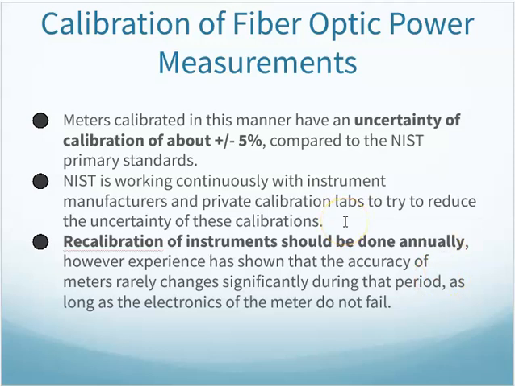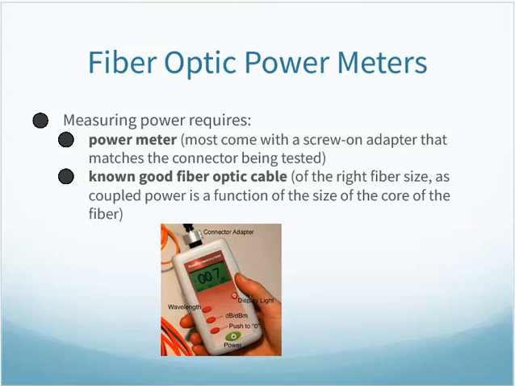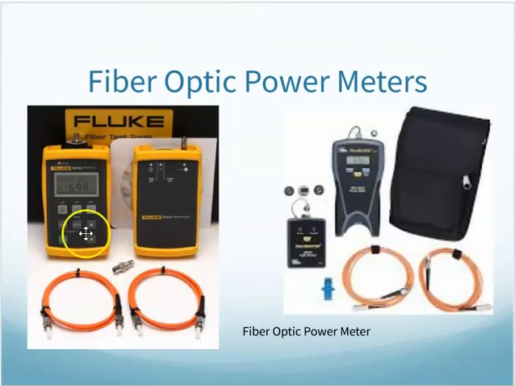Periodically, the instrument should be recalibrated. That does cost money to send back to the manufacturer to have it recalibrated. They do say that it's maybe not as necessary as with other meters, but it is part of the process. All right, to measure, we need a power meter and a known good fiber cable, a reference cable. And our fiber meter looks a little bit different than that. Ours looks more like this style here. This is the power meter itself, and this is the light source here. And then these would be your reference or test cables.